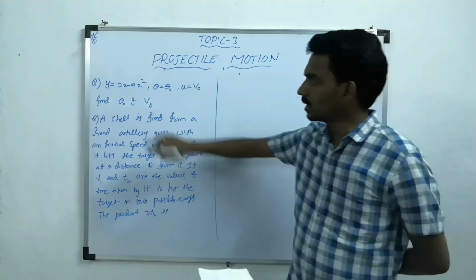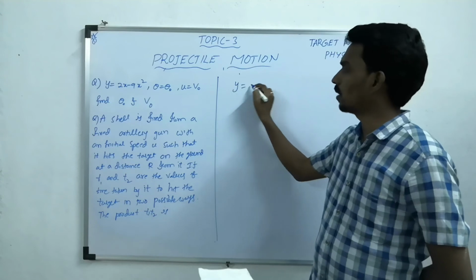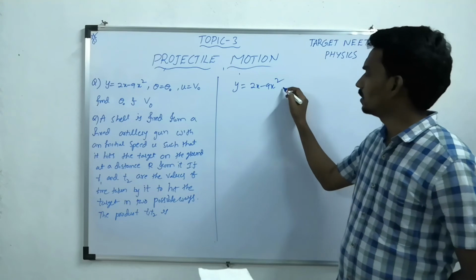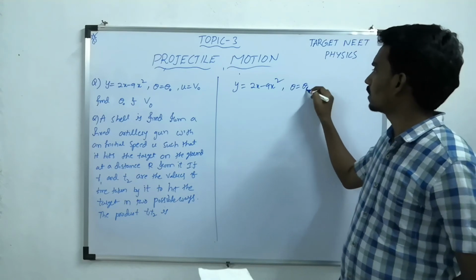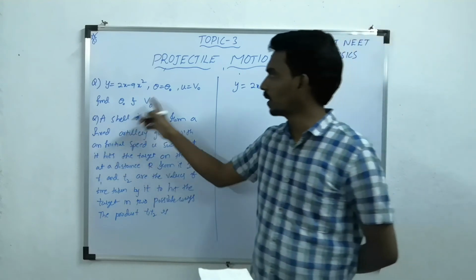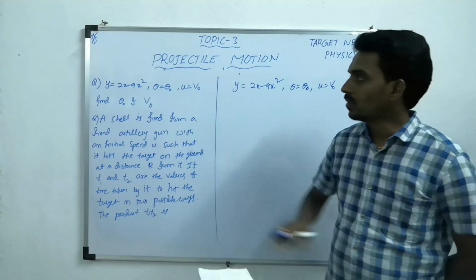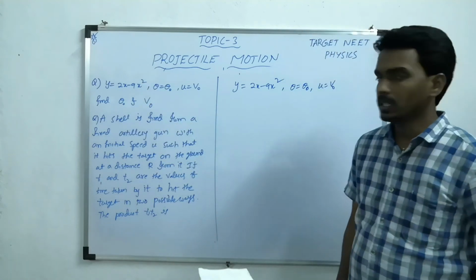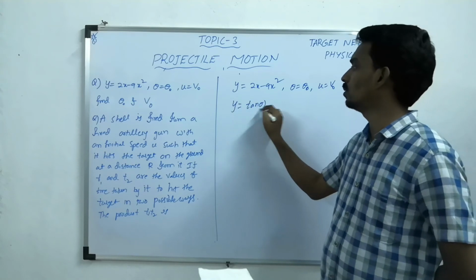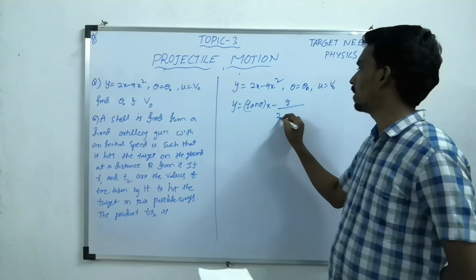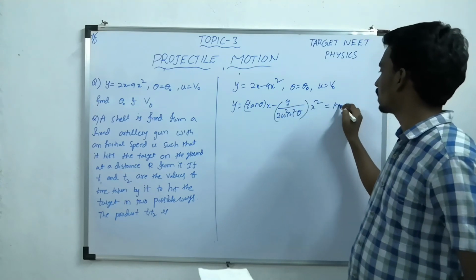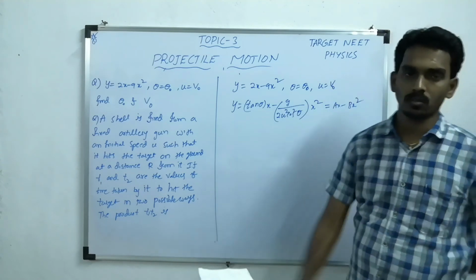The very first question: they have given the trajectory equation y equals 2x minus 9x square, and the angle of projection theta naught and the initial speed v naught we don't know. They are asking us to find theta naught and v naught from this equation. Then immediately you should take the general form. What is the general form we have taken? y equals tan theta x minus g by 2u square cos square theta into x square, which is nothing but ax minus bx square.